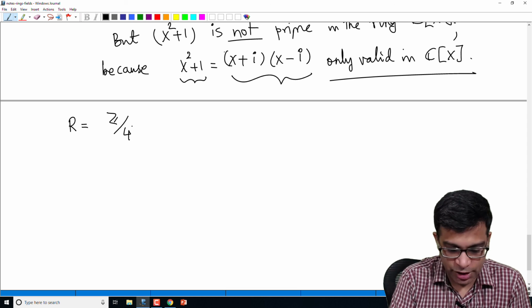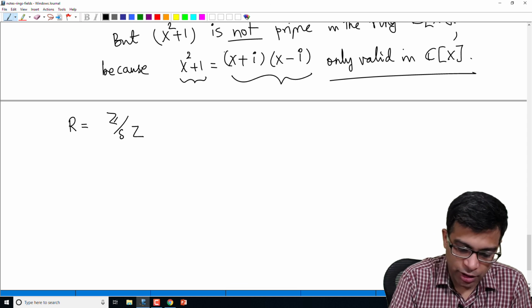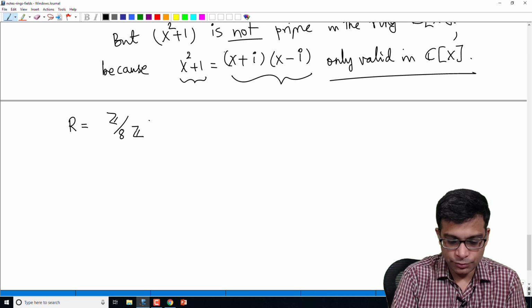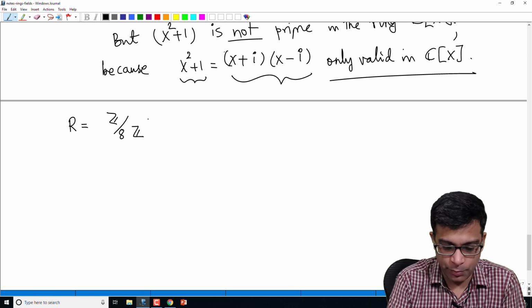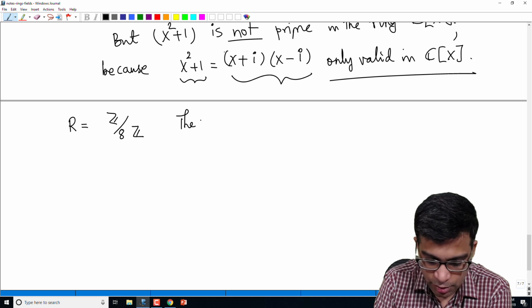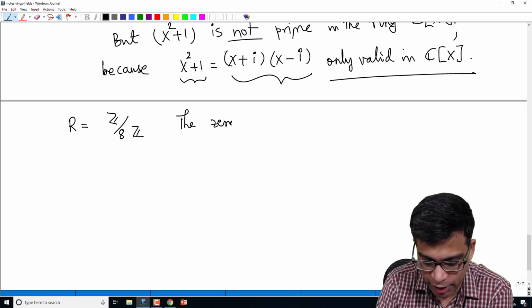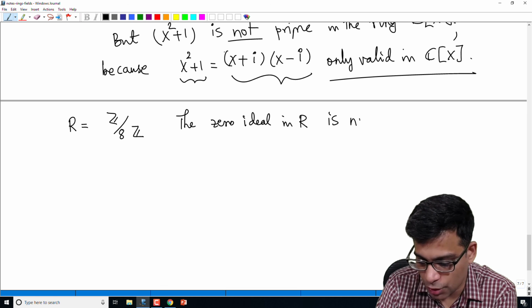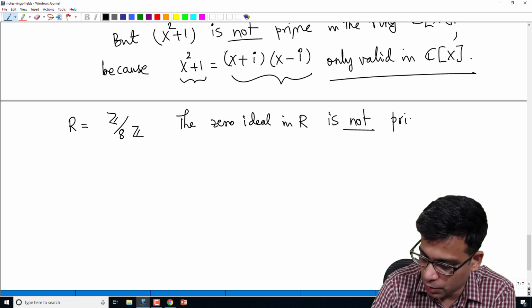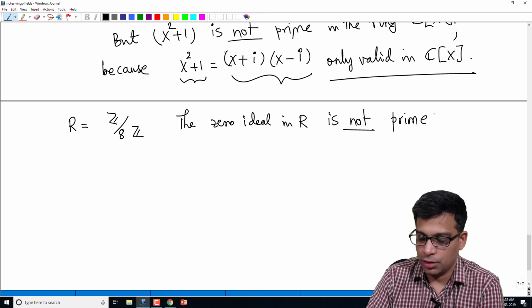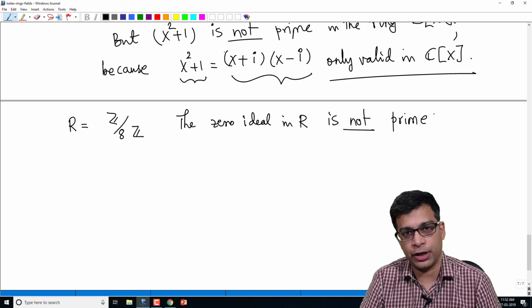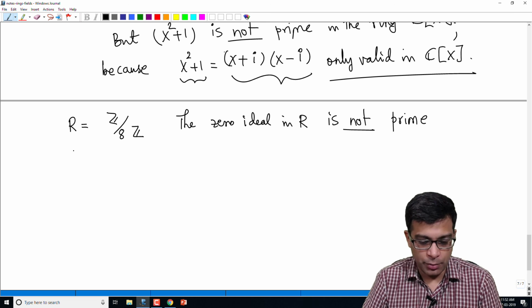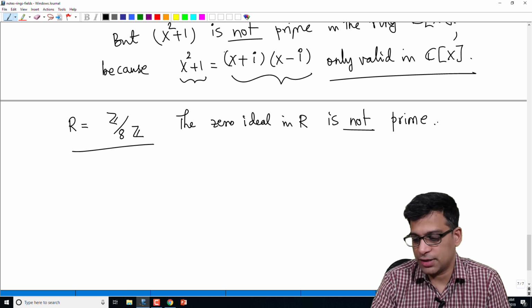Let me look at Z mod 8Z. Let's take the ring Z mod 8Z. This is a quotient ring, remember that I defined in a previous video. So consider the zero ideal in R. It is not prime. I am giving this example because in all the examples that we have looked at in this video, the zero ideal is a prime ideal. In Z it's a prime ideal, in Qx it's a prime ideal. But in this ring, the zero ideal is not prime.